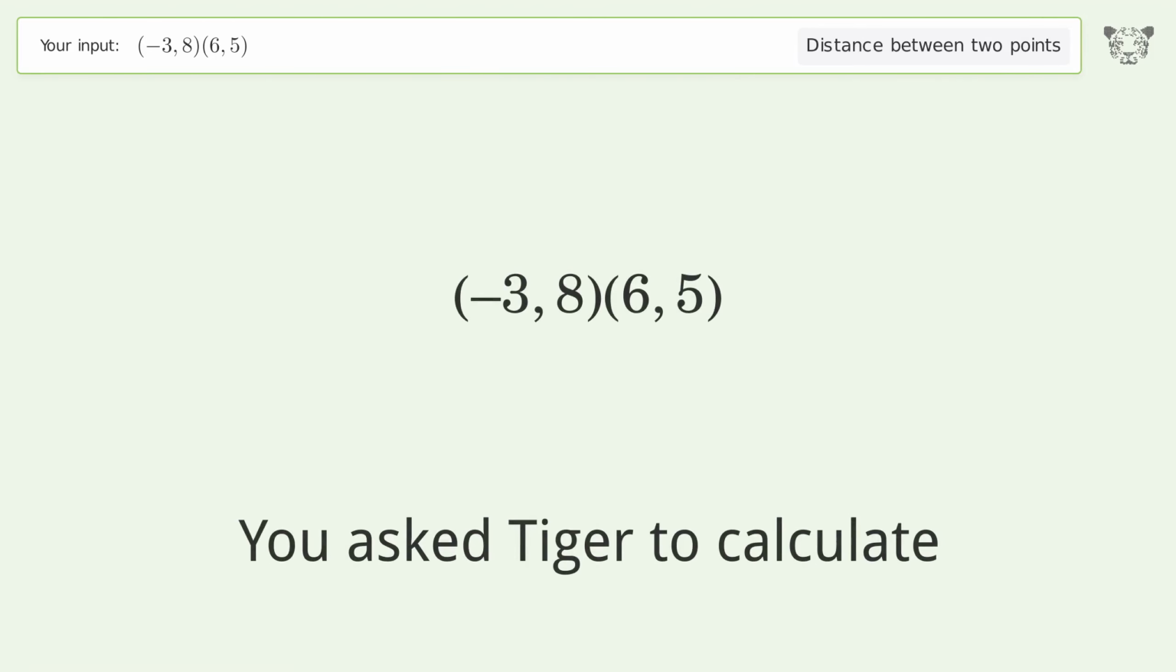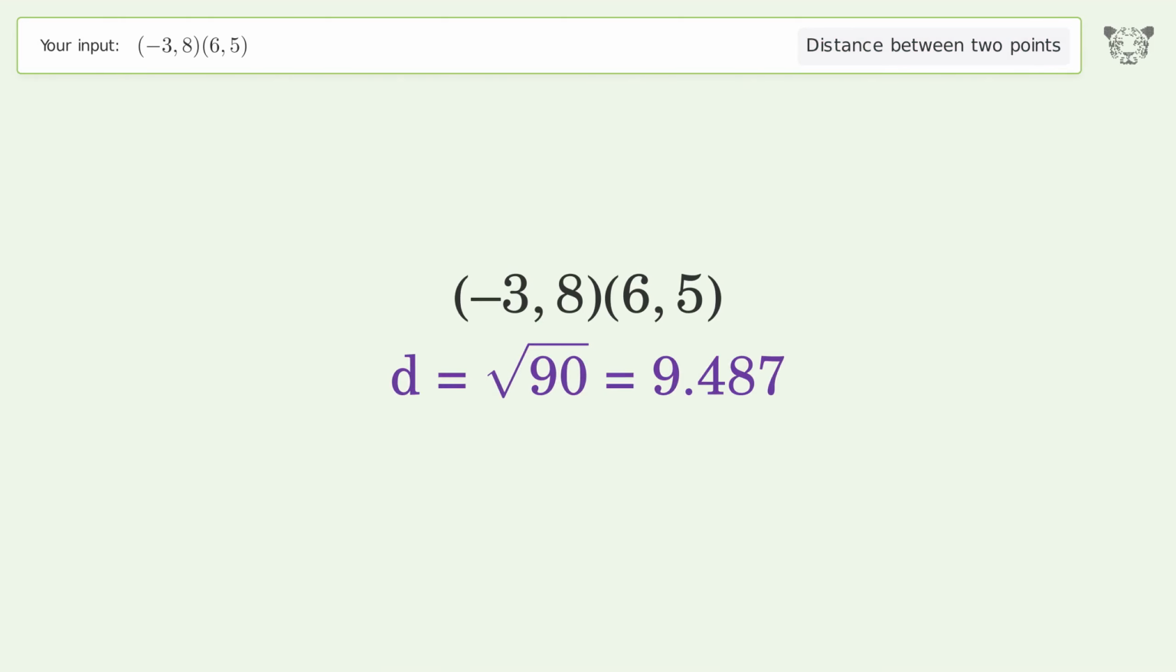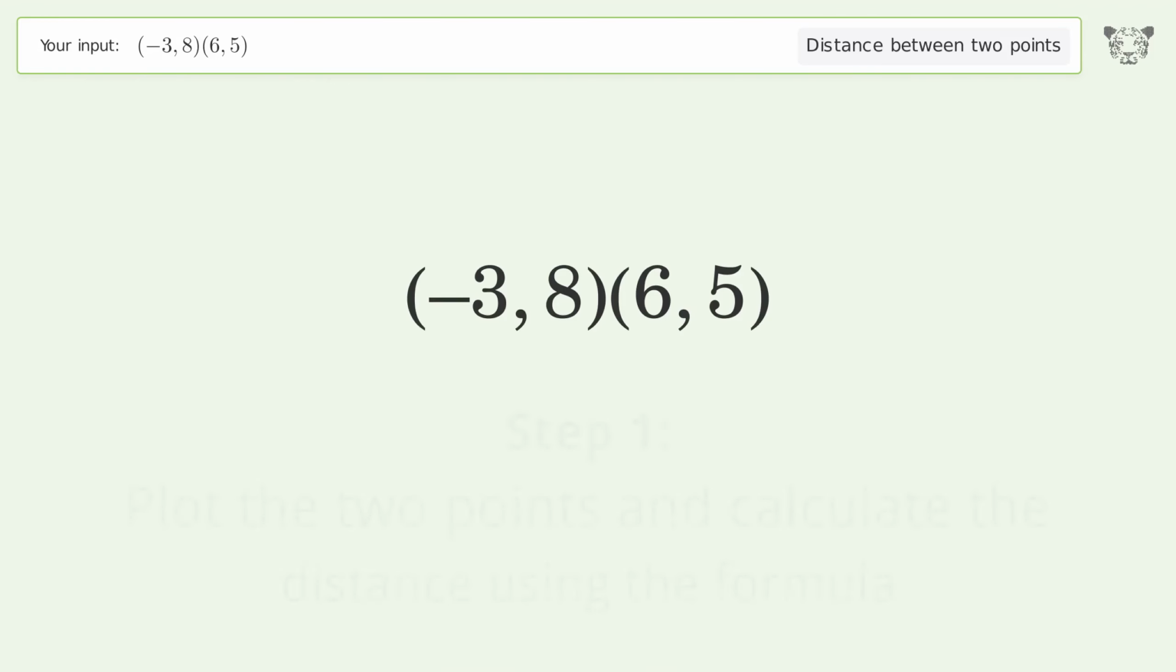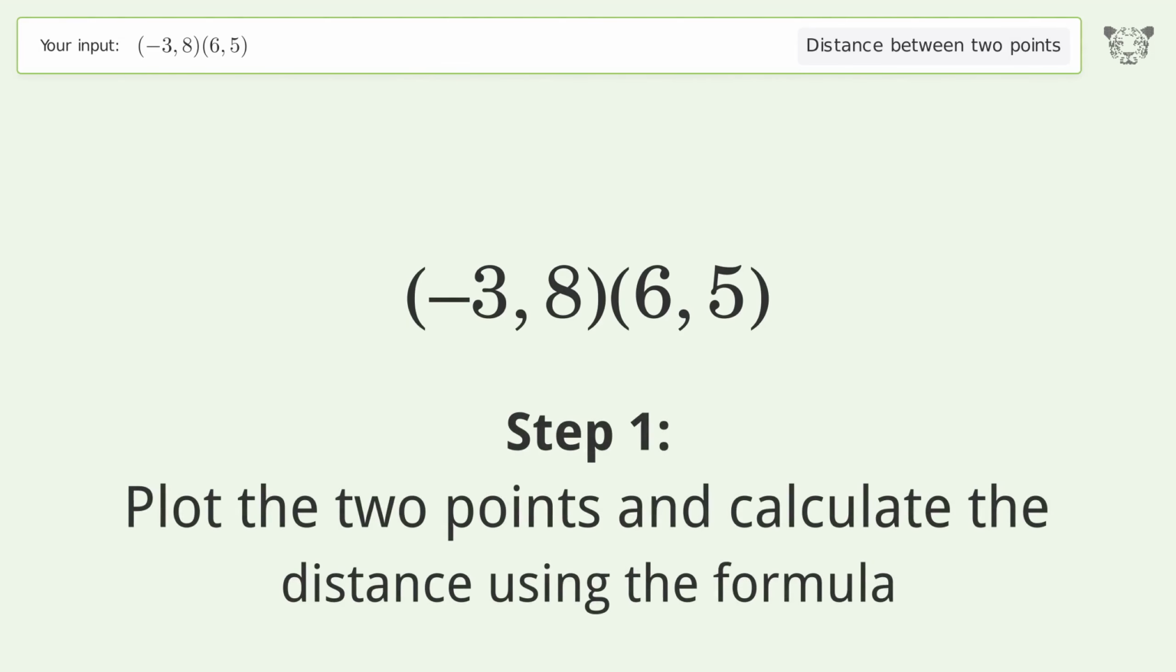You ask Tiger to calculate the distance between 2 points. The distance between the 2 points is the square root of 90, or 9.487. Let's solve it step by step. Plot the 2 points and calculate the distance using the formula.